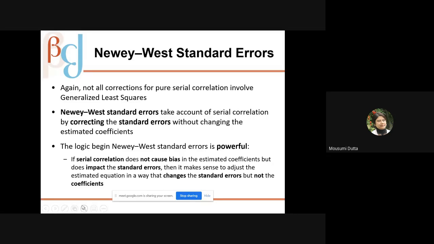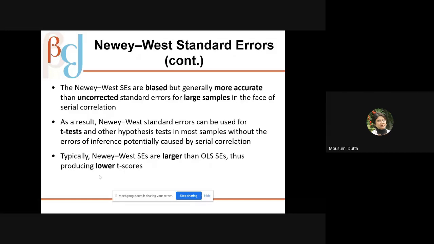Okay, the logic behind Newey-West standard errors is powerful. If serial correlation does not cause bias in the estimated coefficients but does impact the standard errors, then it makes sense to adjust the estimated equation in a way that changes the standard errors but not the coefficients. Since in presence of autocorrelation the estimated coefficients are unbiased, we will not disturb the coefficient values. The problem is regarding the standard errors of the regression coefficients. So directly we may address the standard errors and remove the autocorrelation problem from that.